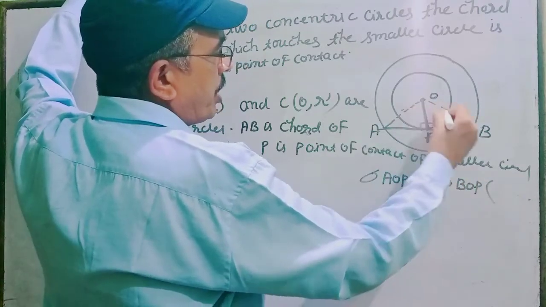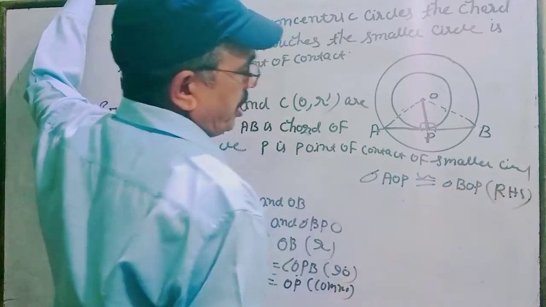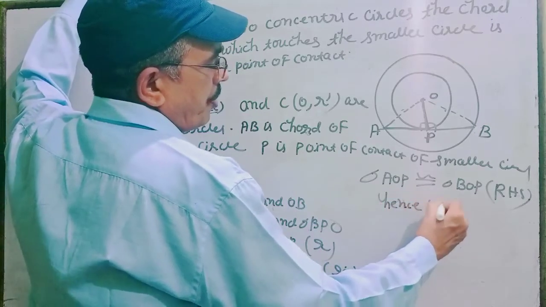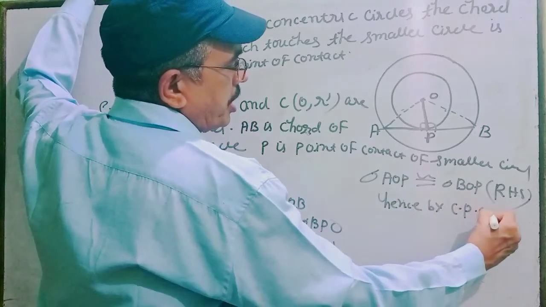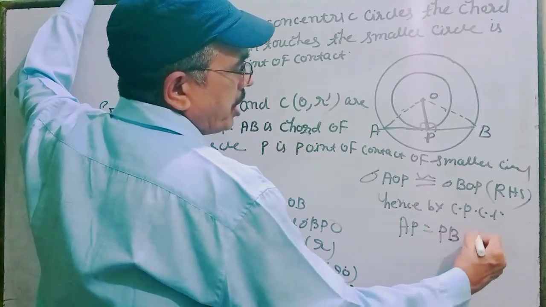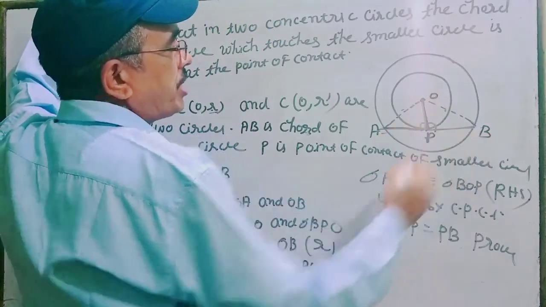It is 90. One is the hypotenuse, another is one side. So by RHS, it is congruent. Hence by CPCT, you can write that AP is equal to PB. So it is proved. And it is given that OP bisects AB.